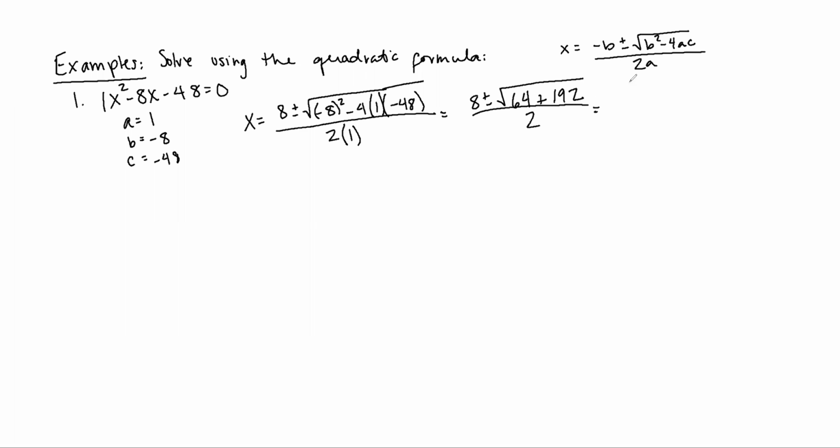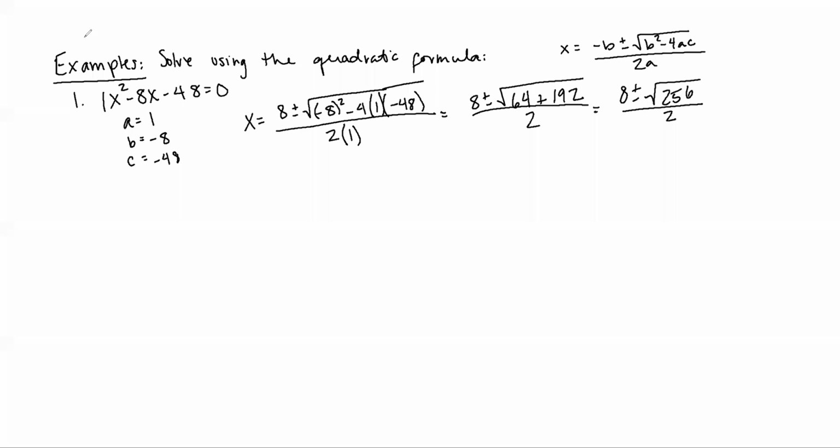Let's keep simplifying inside the radical. So we have 8 plus or minus the square root of 64 plus 192. You have to add these before you take the square root. So if we add 192 and 64, we're going to get 256, still inside the square root, all over 2.